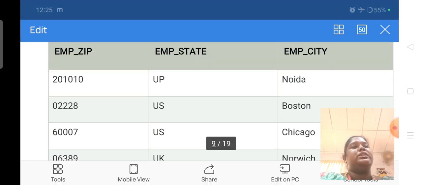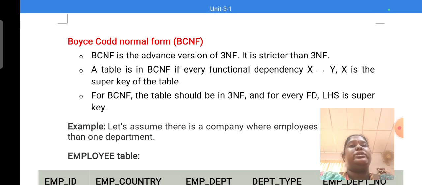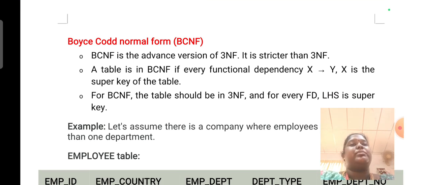So we are converting into 3NF, now we are going to see BCNF. It is Boyce-Codd normal form. BCNF is an advanced version of 3NF and stricter than 3NF. A table is in BCNF if for every functional dependency X tends to Y, X is a super key of the table. For BCNF, the table should be in 3NF, and for every functional dependency, the left-hand side is a super key.